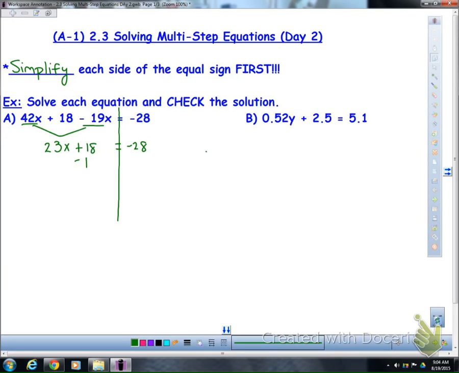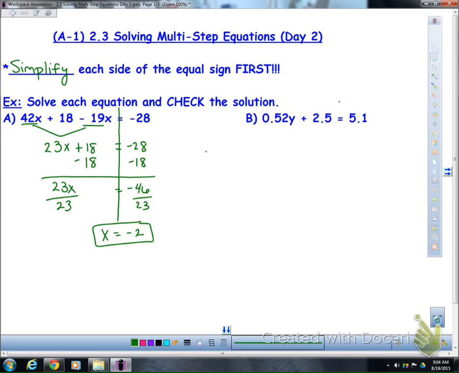We're going to use our opposite operations and subtract 18 from both sides, which leaves 23x equal to negative 46. Divide by 23. We have a negative divided by a positive number, which gives us a negative answer. 46 divided by 23 is 2.